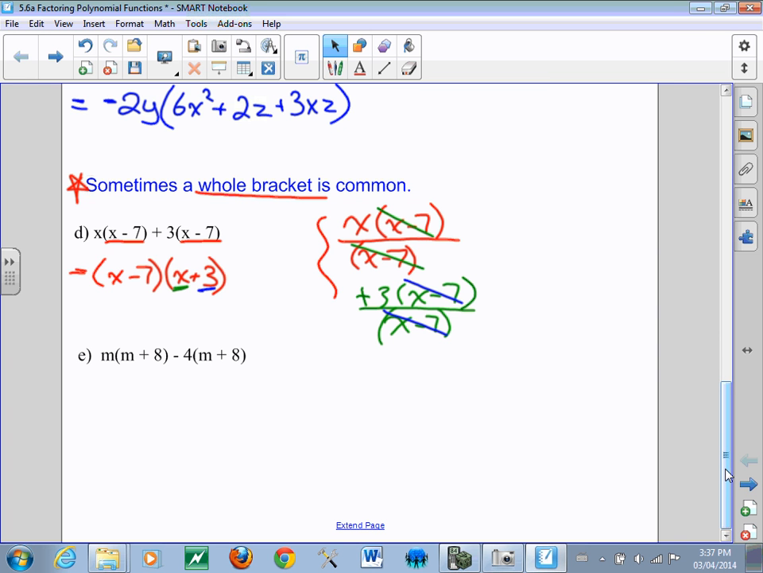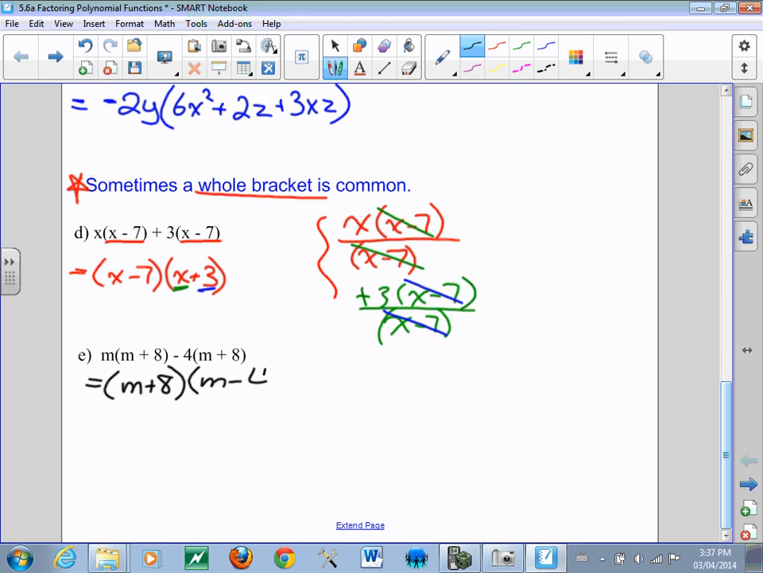All right. Try the next one. Give it a try on your own. You should hopefully get m plus 8 times m minus 4. Great. Let's go to the next page.